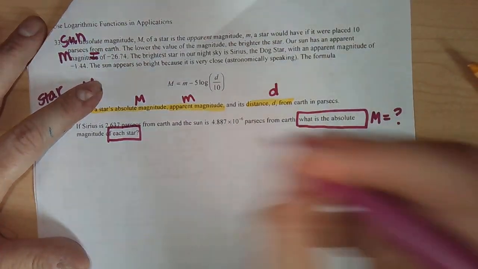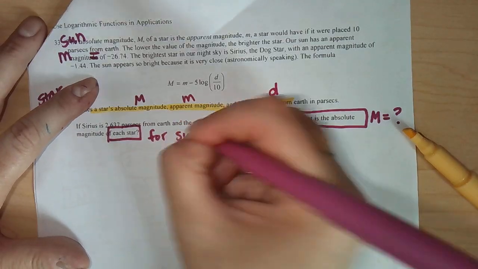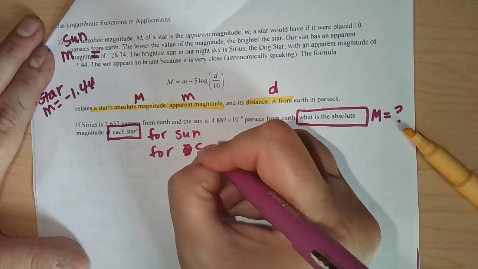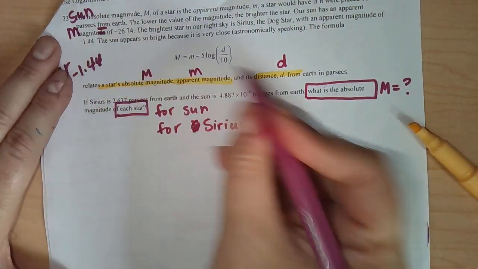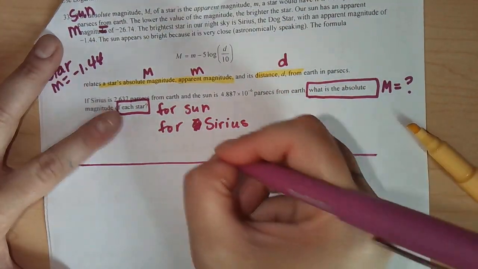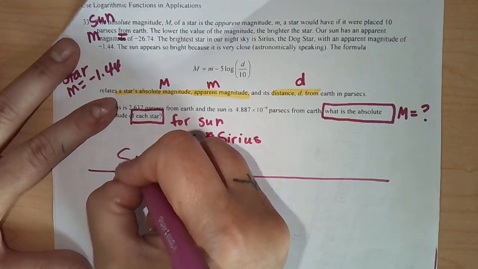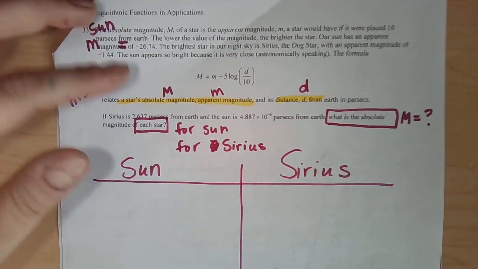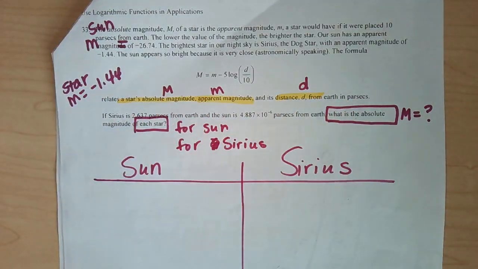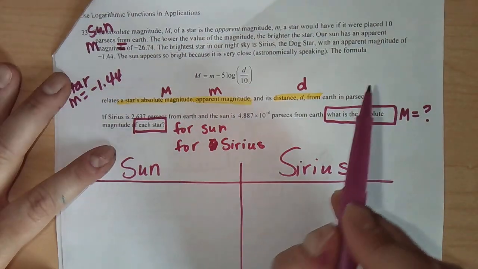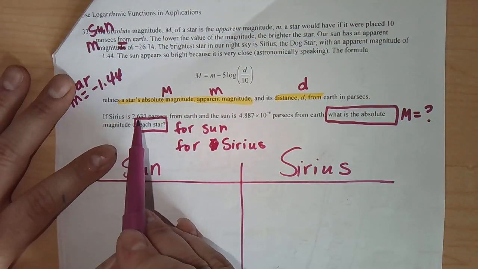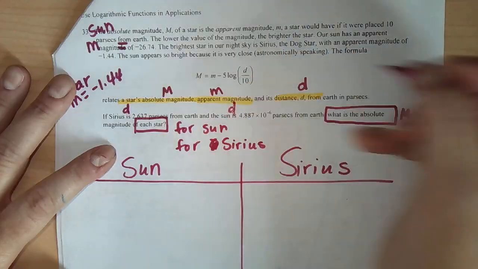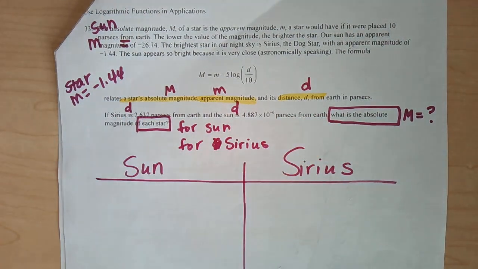So we want to know the capital M for the sun, because the sun is considered a star, and for Sirius. That's why they gave us 2 pieces of information in the question, because first we do our business for the sun and then for Sirius. If we know our little m's, the only thing we don't know is the d, distance from Earth in parsecs. And that makes sense now. If Sirius is 2.637 parsecs, that's the d of Sirius, and the d of the sun is this awkward exponential notation.